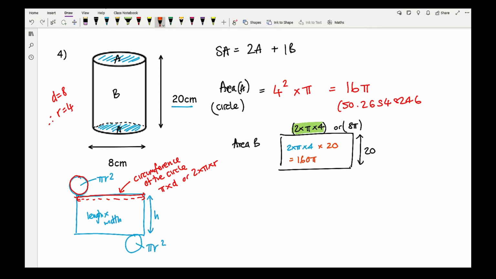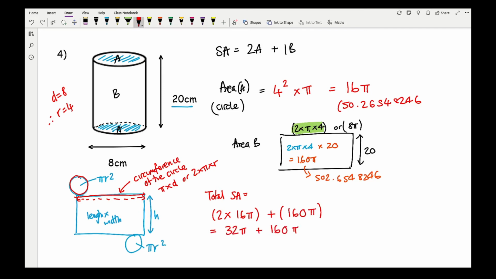And if I convert that into a decimal, then that equals 502.6548246. So then the total surface area is going to be equal to 2 lots of 16 pi plus 160 pi. And working this out, I get 32 pi plus 160 pi, which equals 192 pi. And there is my answer in terms of pi.